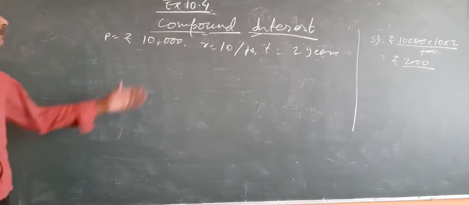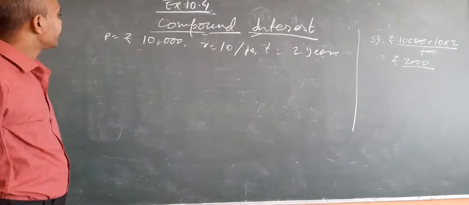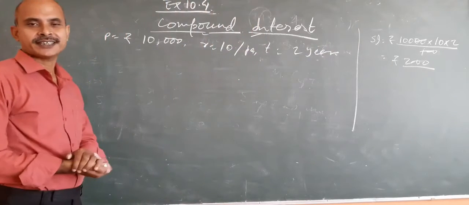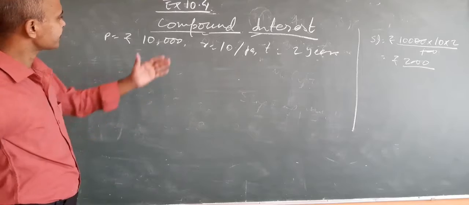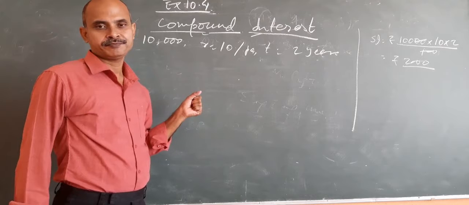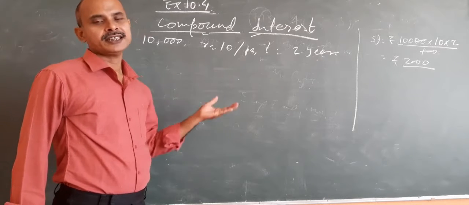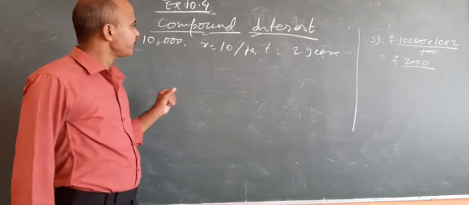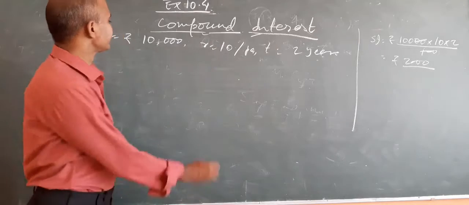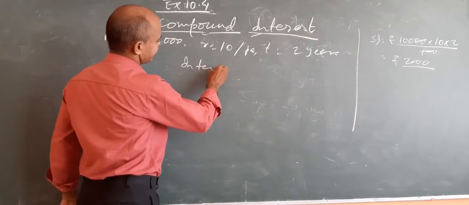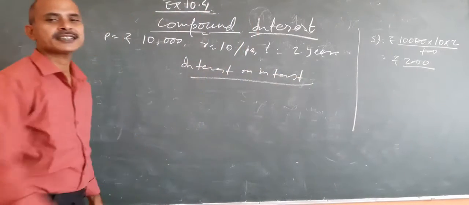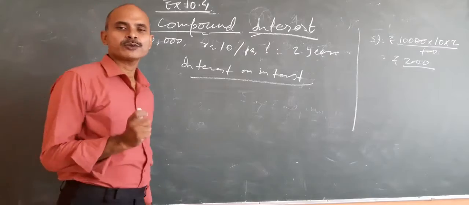Today's topic is compound interest. You have already seen simple interest. Here we will see compound interest. As the name suggests, in compound interest the interest is compounded after a fixed interval of time, and we have to pay interest on interest also. What is this interest on interest? Let us see through an example.